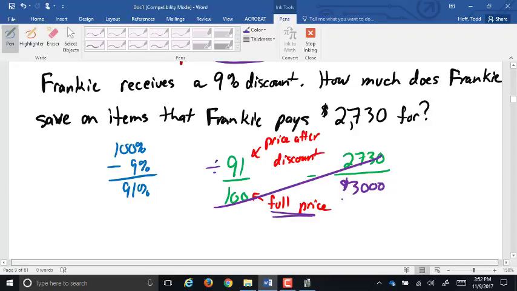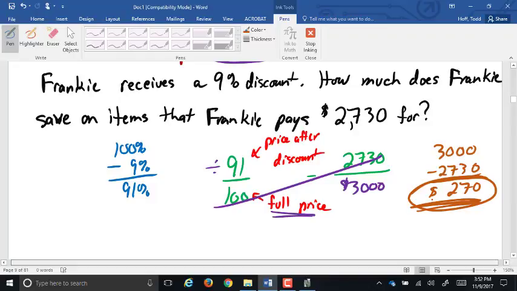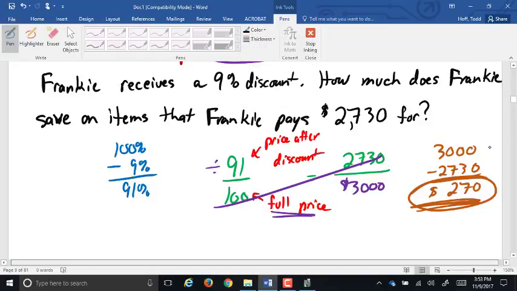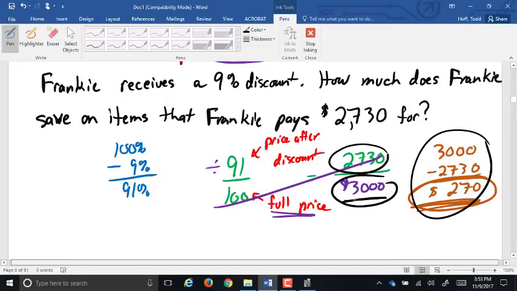Is that what we're looking for? No, we still do have to do 3,000 minus 2,730. You get $270. That is the discount. That's how much Frankie saved. Now, you might be wondering, well, if I had to end up subtracting anyway, why couldn't I just find 9% and go there? Well, that 9% is not based on the 2,730. That 9% comes out of the 3,000. If you tried to find 9% of 2,730, you're going to end up being like $24.30 off.